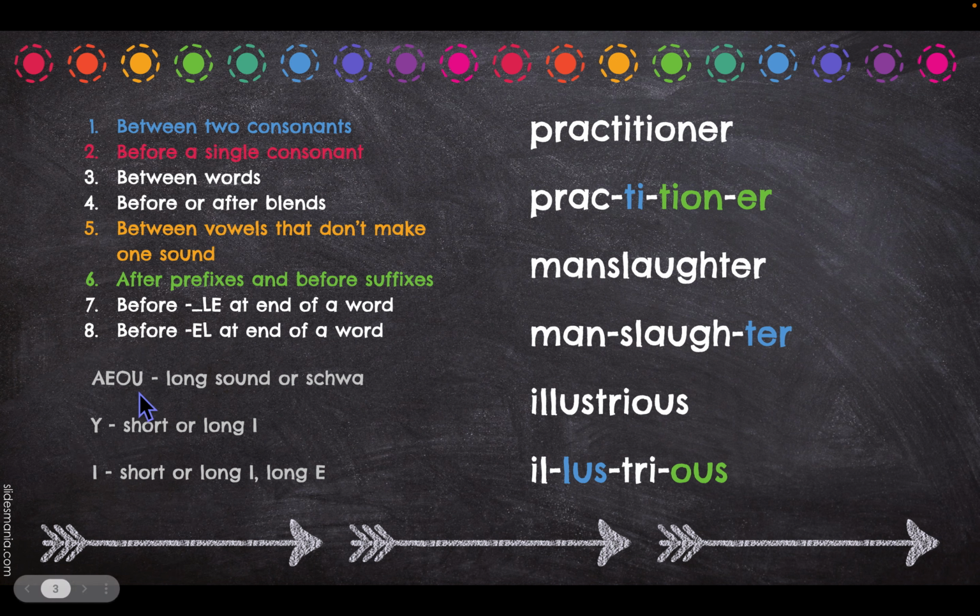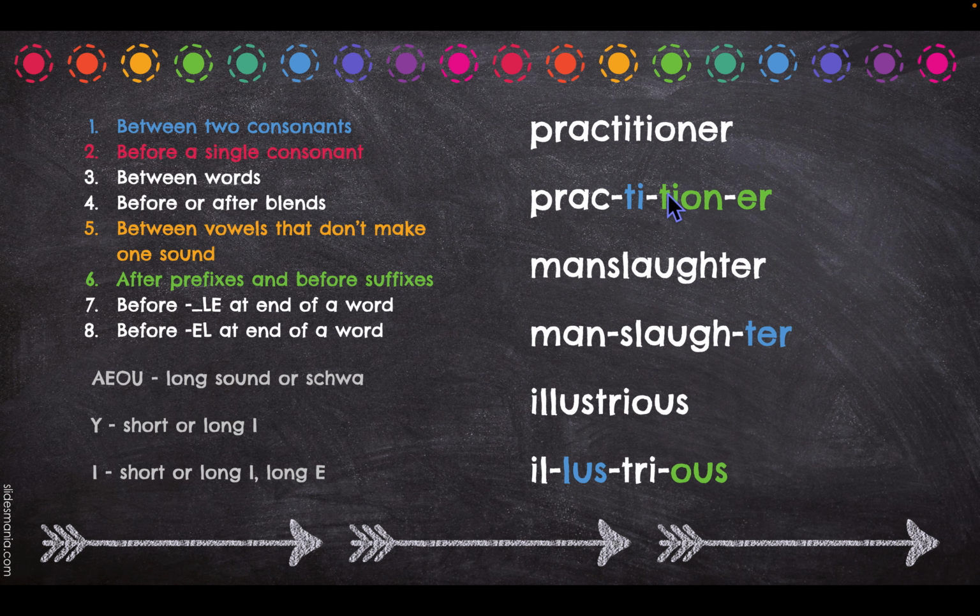An A, E, O, or U will usually use the long sound, which is the same as the name. A, E, O, and U also have other sounds, like oo and yoo, or the schwa sound. The schwa is a muffled sound that generally sounds like uh, but sometimes sounds like ih. If a syllable ends in a Y, it can have either a short I sound or a long I sound. If a syllable ends in an I, it can also have the short or the long sound of I, or a long E sound, especially before another vowel.